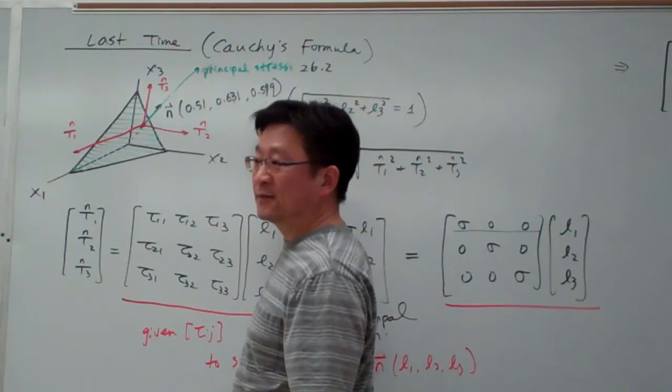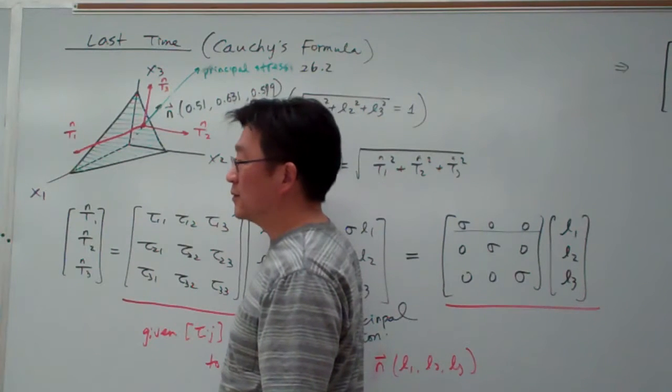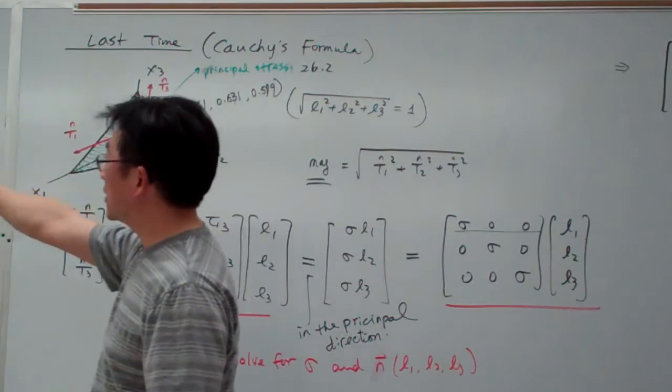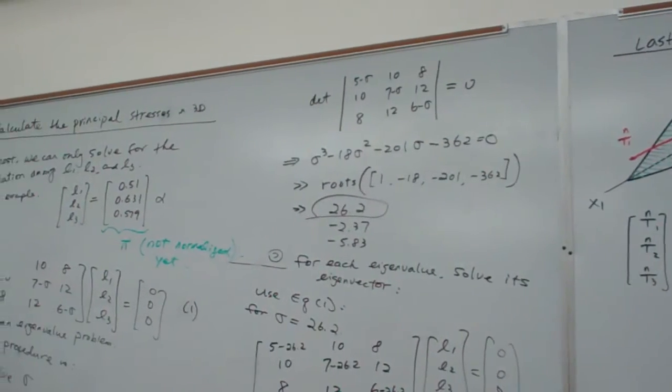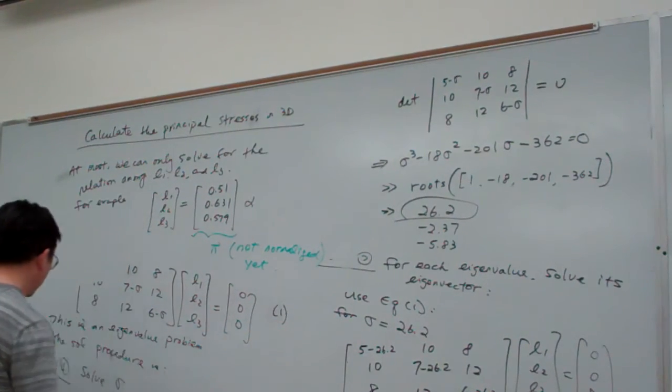Is this also if we're not given L1, L2, and L3? No. For the principal directions, we solve for this one. So this is our n vector, and the n is not normalized yet, but that's okay. As long as we have a direction to point into, whether it's a unit vector or not, it really doesn't matter. So this is for this sigma, and we can repeat.